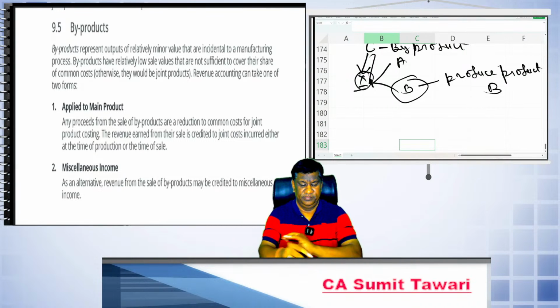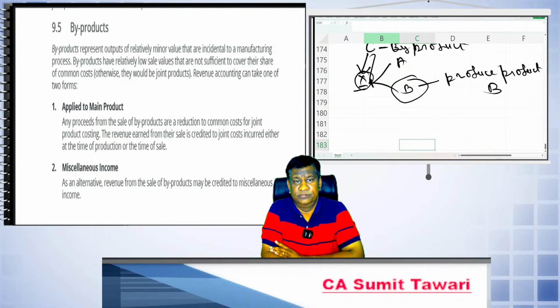Yes, sir, but in the jewelry industry, where they manufacture rings and bangles of gold and silver, there will be certain byproducts which will evolve out of your main products. So that also will be treated the same way.